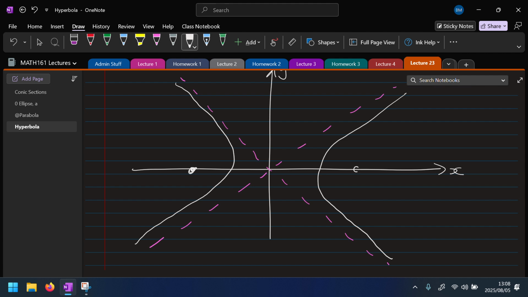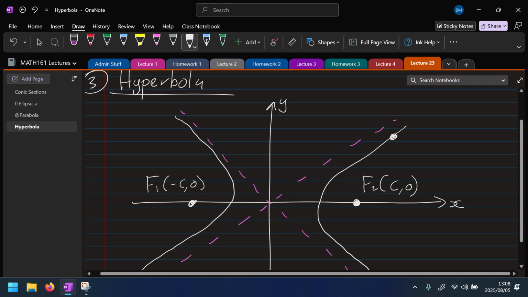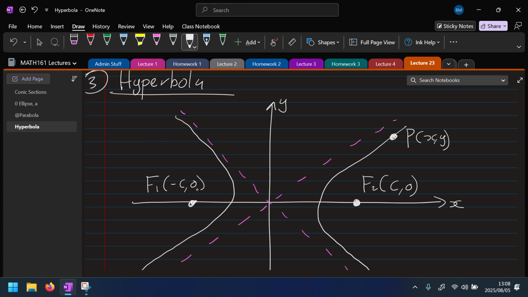So how's this defined? We're going to have two focal points, very similar to the ellipse. So F1 on the left, F2 on the right. F1 will be at minus C0, and F2 will be at C0. Those are given. You're given the two focal points. Then what we need is point P on the hyperbola, so Pxy. We're going to have a line from F1 to P and from P to F2. Same sort of thing as the ellipse.